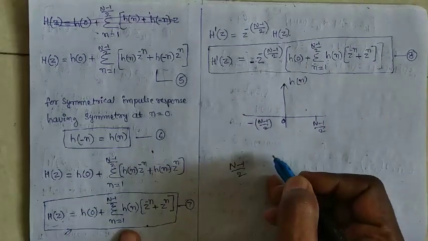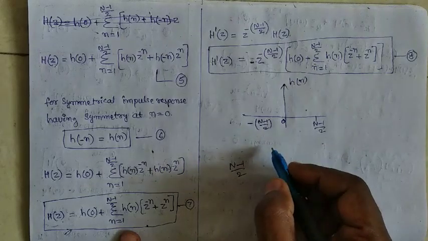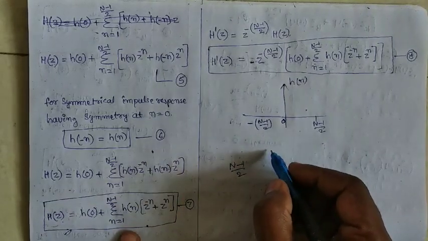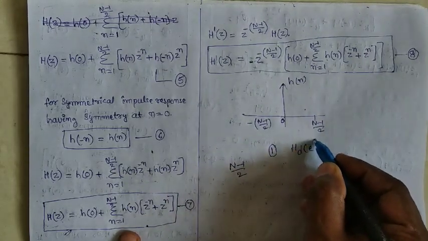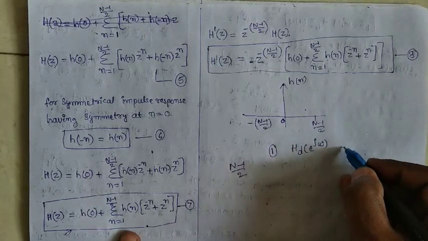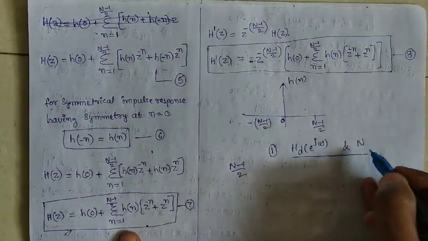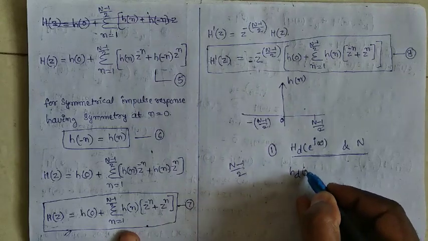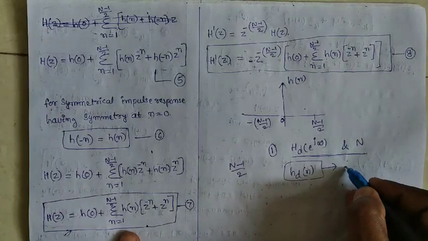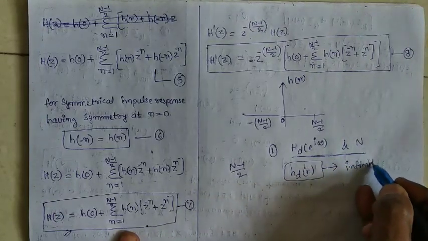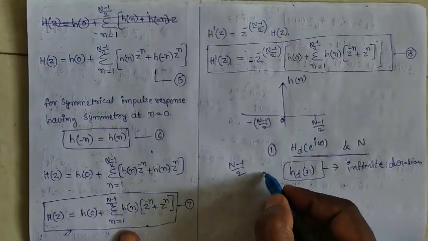What are the steps to design FIR filters using the Fourier series method? First step, from the given specifications Hd(e power j omega) and the N value, we are determining what? Hd(n), the impulse response Hd(n). Here it is of what? An infinite duration sequence. Here this is the second step.